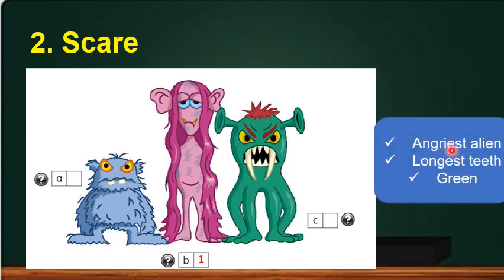Scare is the angriest alien. It has the longest teeth and is green. Look at these three aliens. Which alien has the angriest face and the longest teeth and is green in color? Correct, it is C. C is Scare.